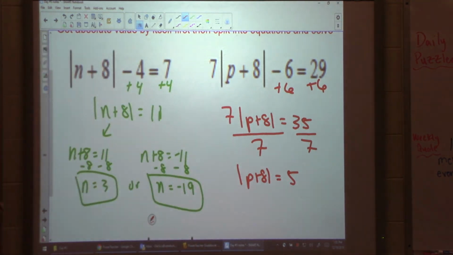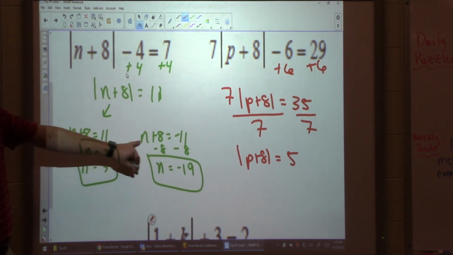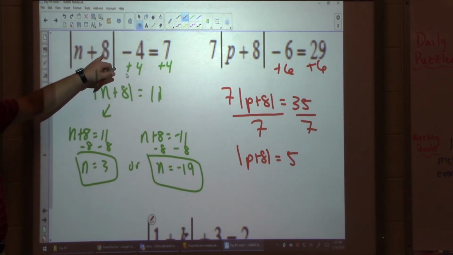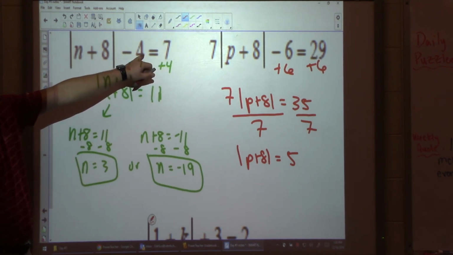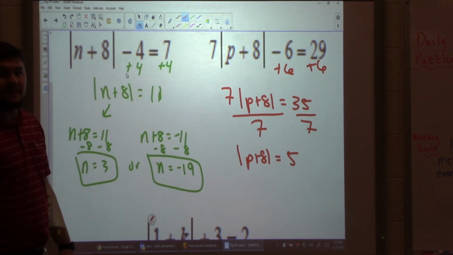Do you have a question? For the last one, yep. I got -11 as one of the answers. How'd you get that? Because -11 plus 8 minus 4 is -7, and then the absolute value becomes 7. So -11 plus 8 is -3. The absolute value of -3 is 3. Minus 4 would give me -1. Oh, right. Does that make sense? Yeah.